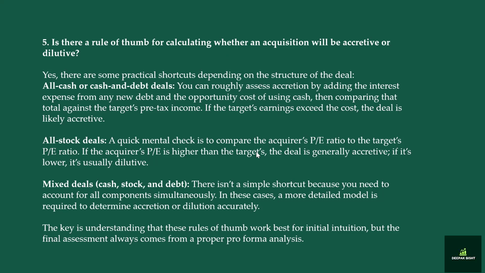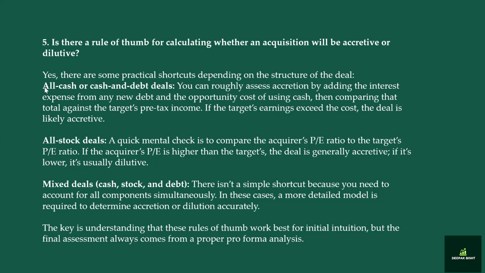Now, if we are only giving them stock rather than cash and debt, this means the acquirer issues shares to fund the deal, and the impact depends on relative valuation. If the acquirer's price to earnings ratio is greater than the target's price to earnings ratio, EPS is going to be up, meaning the deal is accretive. If the acquirer's price to earnings ratio is less than the target's, EPS is going to be down, and that would result in dilution.